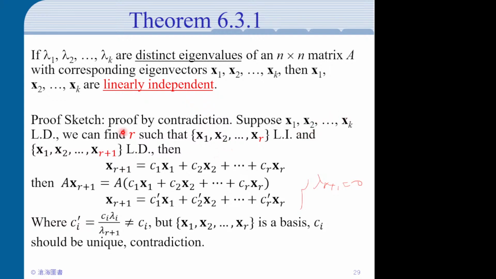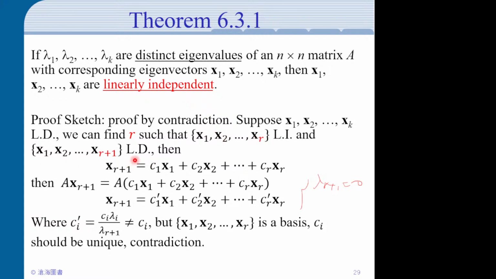So we want to find such an R that if you only include the first R elements, they are linearly independent. But if you include one more, xr plus 1, then they become linearly dependent. At some point this transition must happen, because they start with x1 linearly independent and x1 to xk linearly dependent. Through bigger and bigger subsets, at some point they will make this transition.